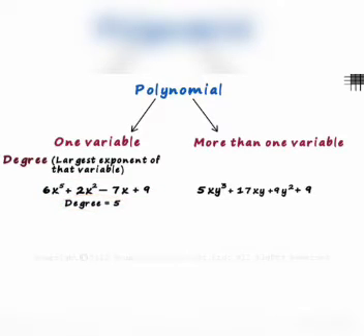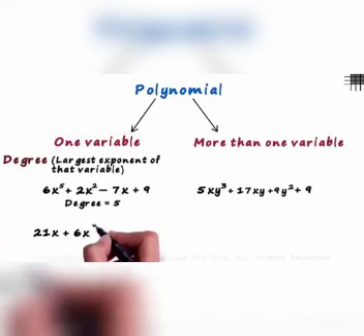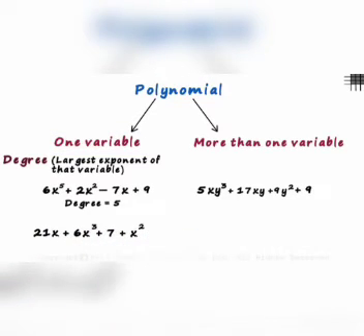Let's look at a second example in this category. 21x plus 6x cubed plus 7 plus x squared. In the first term, the degree of x is 1.